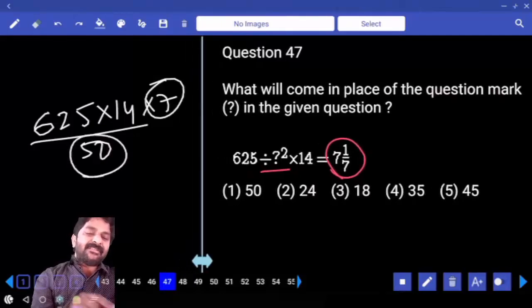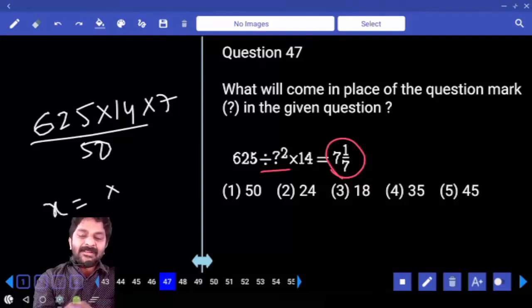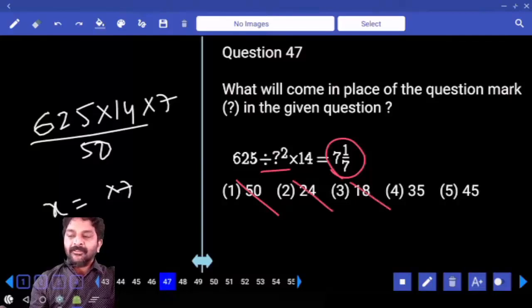Do you have 7 multiple in the denominator? Then x must be 7 multiple, right? First, second, third, fourth, maybe your answer. Fifth, done.